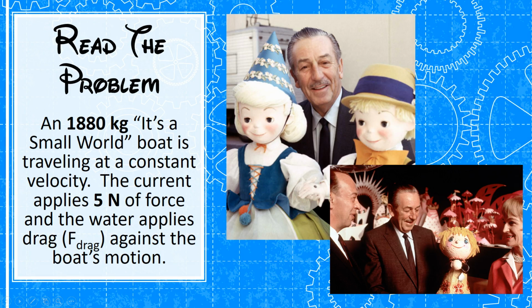A 1,880 kilogram It's a Small World boat is traveling at a constant velocity. The current applies 5 newtons of force, and the water applies drag, or F sub drag, against the boat's motion. Let's start by looking at the given information. I know the boat's mass, and I know how much the current is pushing on it. There are some subtle hints. The words constant velocity imply not only that the boat starts and ends at the same speed or velocity, but that it has balanced forces and an acceleration of 0.